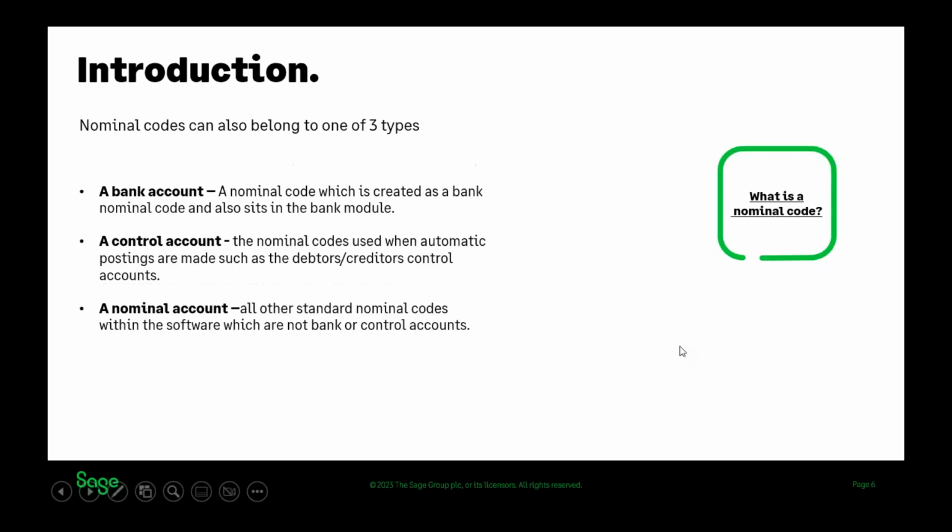So again, just a quick link there on the screen to an article which may help you if you want a bit more detail on those types. Just an article there on what is a nominal code.